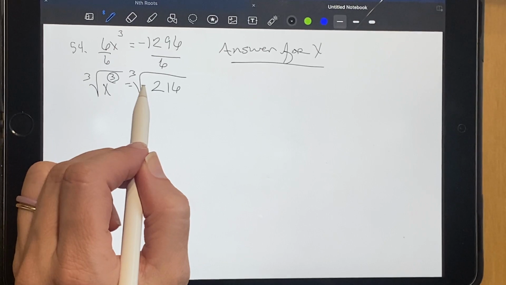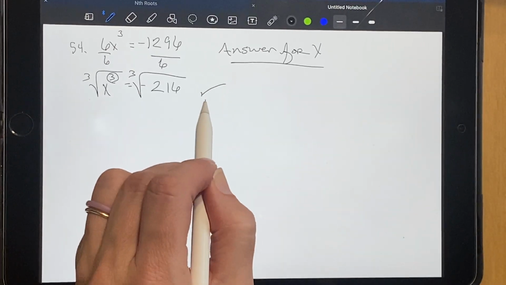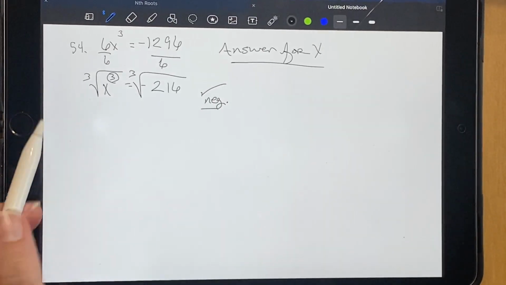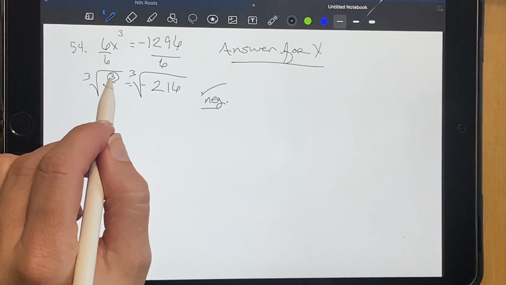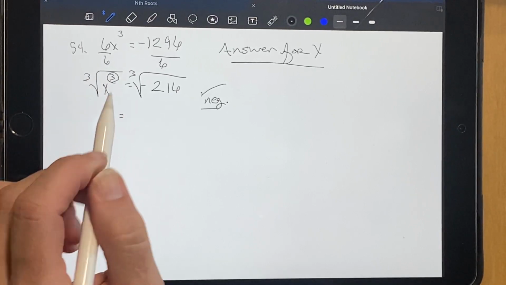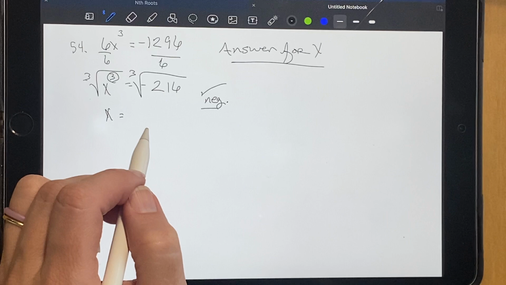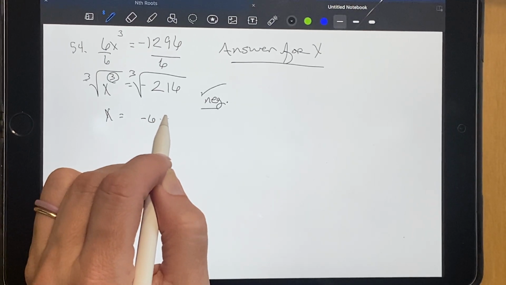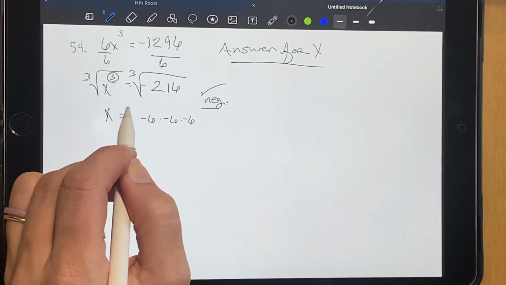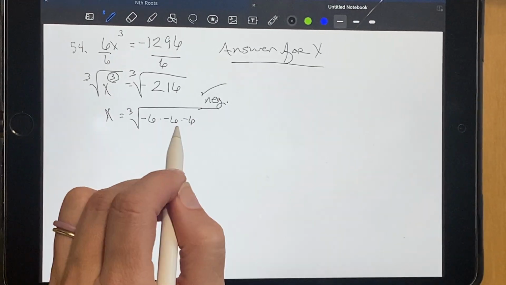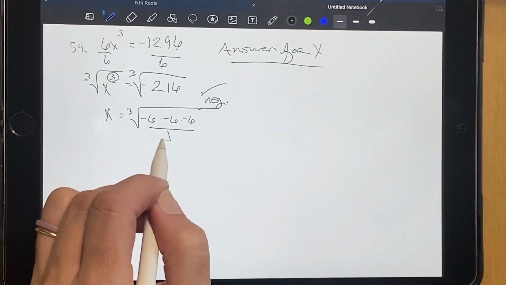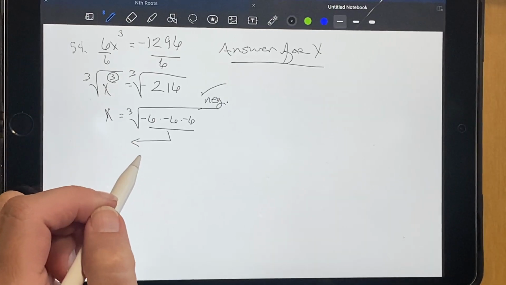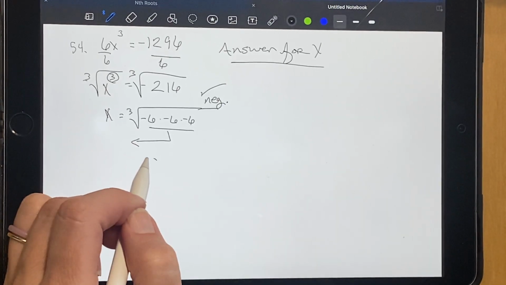Can I have the cube root of a negative number? Yes, I can. My answer better be negative. So I have 3. I need 3. My answer is x. Now for 216, here is negative 6 times negative 6 times negative 6. So I have 3. I need 3. My answer is negative 6.